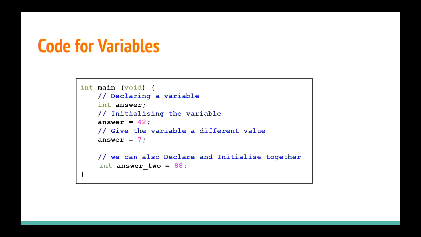We can combine this all together in one go to make it easier for ourselves and say, I'm making a new integer, and while I'm making this new integer, I'm giving it its first value. So we can initialize and declare at the same time. Declare is the creation there. So I've got all that in the comments, that kind of thing.